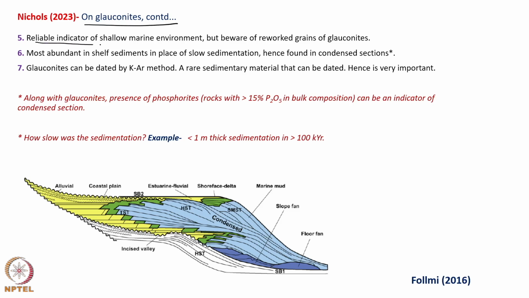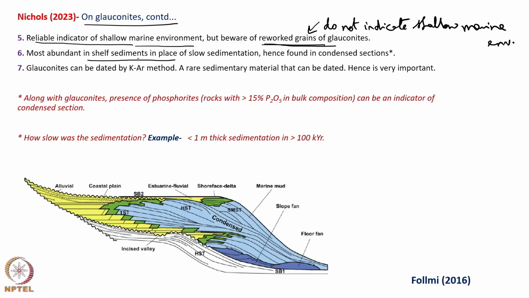They are the reliable indicators of shallow marine environment, but be careful, there can be reworked grains. So if the grains are reworked, broken grains, and then transported to a greater depth, then these reworked grains do not indicate shallow marine environment. They are most abundant in shallow depth in the shelf area in a place of slow sedimentation, and they are found in condensed section. What is a condensed section? It is a section of sedimentary deposit where for a very long time very little sedimentation has happened.